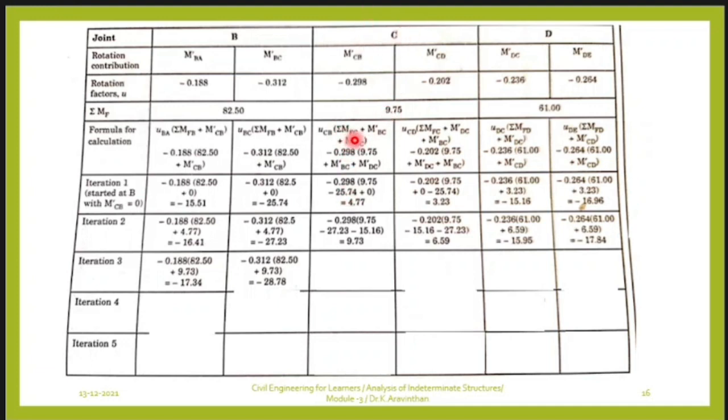What are they? MFC. What is MFC? 9.75. M dash BC. What is M dash BC? Minus 28.78, and M dash DC is 15.59. So these two are minus and this is plus. So add 28.78 minus 15.95 plus 9.75. What is your answer? When you multiply into minus 0.298, you will be getting 10.42. The same way you try it for M dash CD.